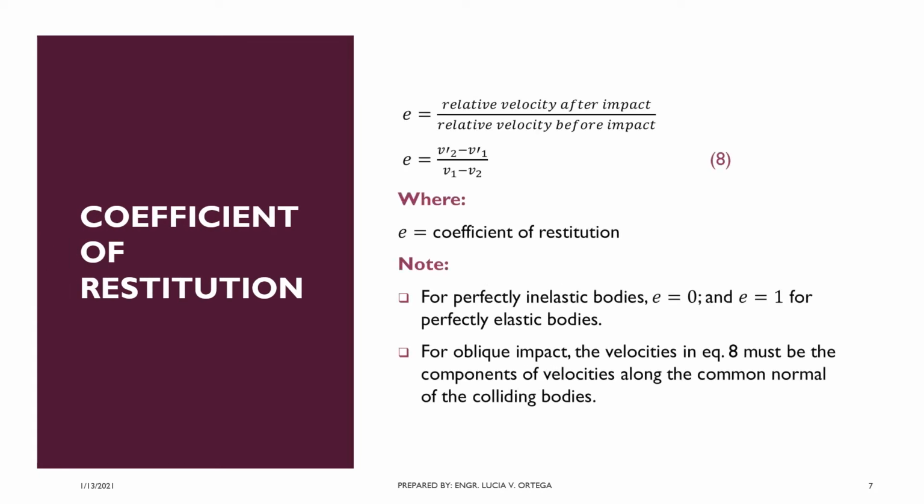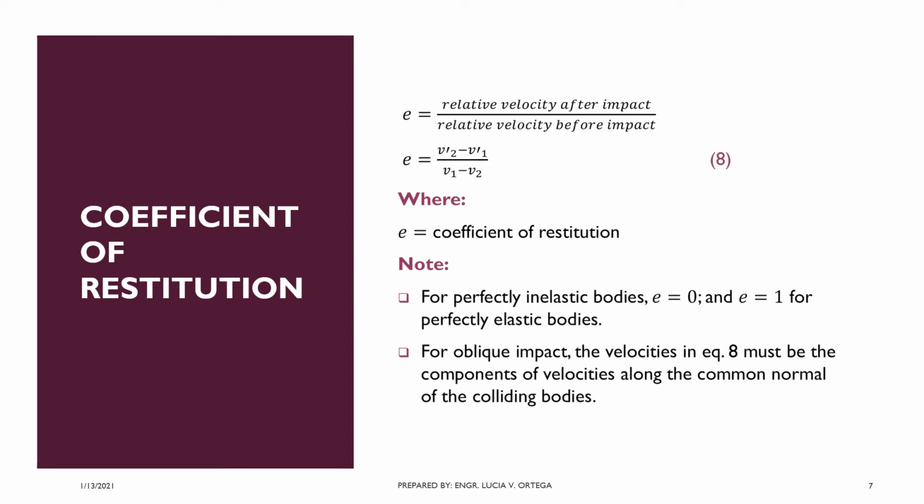So for this impact, we have what we call the coefficient of restitution. That is the ratio of relative velocity after impact divided by the relative velocity before impact. Or in symbol, that is e = (v2' - v1') / (v1 - v2). So e is the coefficient of restitution.